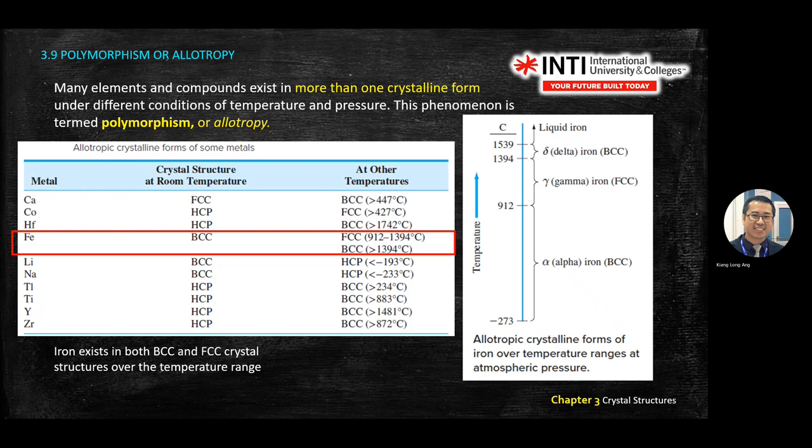Okay. Later in chapter 4, we learn about the graph and the phases of that element. It means it changes from liquid, solid, and a mixture of liquid and solid. In metals, you have alpha, gamma, and so on. Okay, so this is a reference from the temperature in Celsius. As you can see, it changes from alpha to gamma to delta.